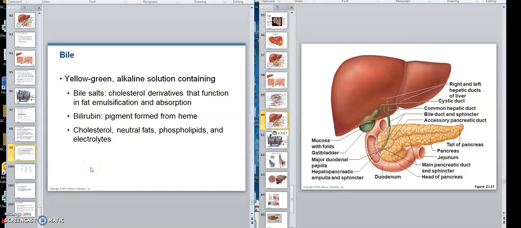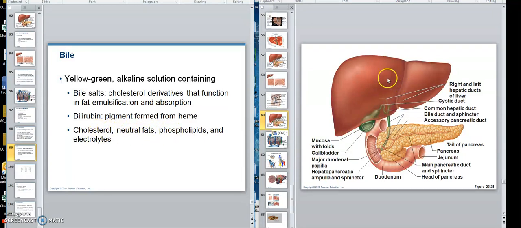Okay, class, we're going to talk a little bit about bile. We've talked about it before, so let's just say a few comments on it. Bile is a yellow-green alkaline solution containing bile salts, bilirubin, fat from heme, cholesterol, neutral fats, and so forth.